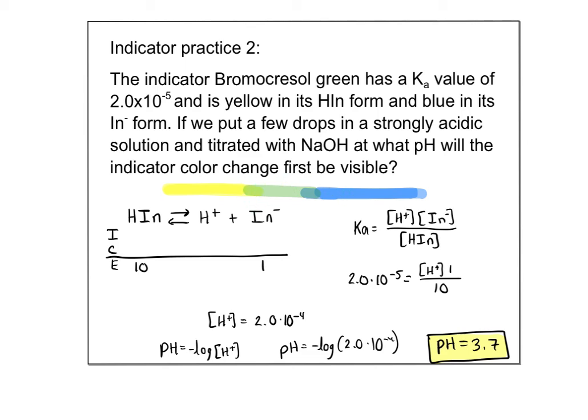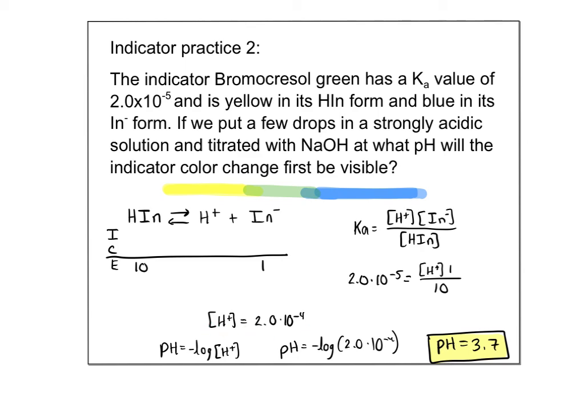So think of it this way. If I have my ICE table, the human eye is going to see this when we have a 10-to-1 ratio. When the In minus starts to appear at 1/10 of what we have of the HIn, the yellow color, then the human eye will pick it up. So I'm going to take my Ka expression. I have my Ka value provided. I know that I'm going to start to see it when the base color, the blue, is 1/10 of what the yellow is. And so I can solve for H+.